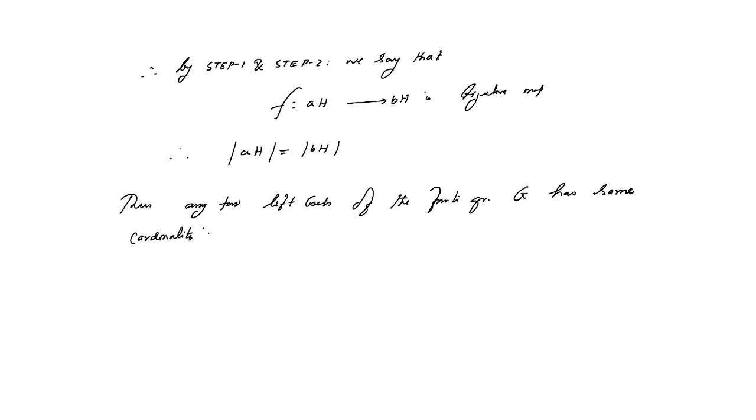Now, we will define two important sets. So this is important to recall. So let G be a group and H be a subgroup of G. Okay.